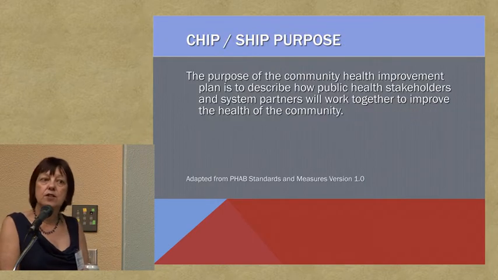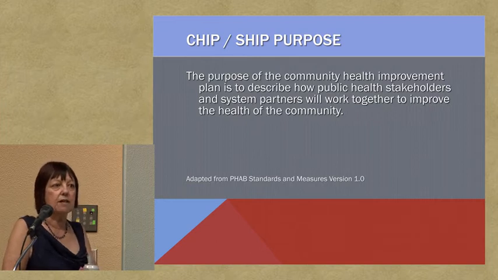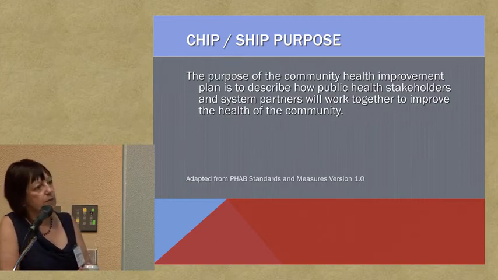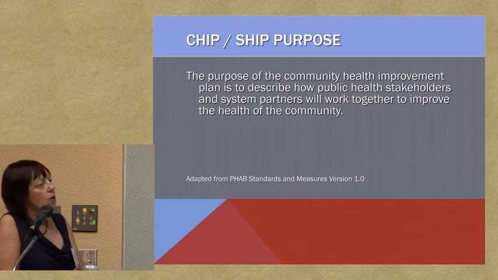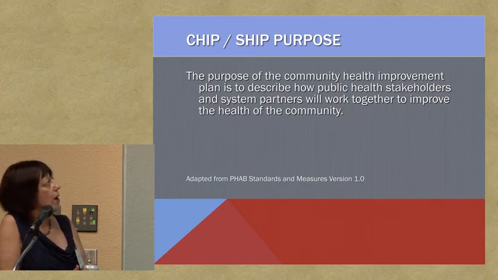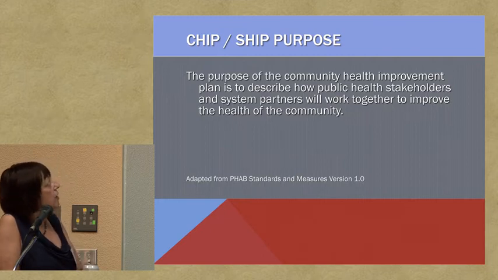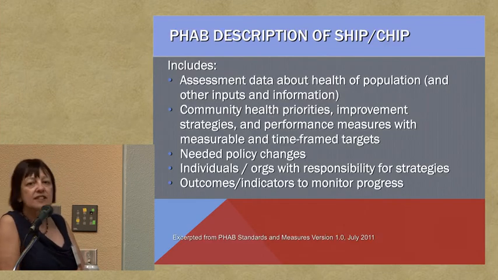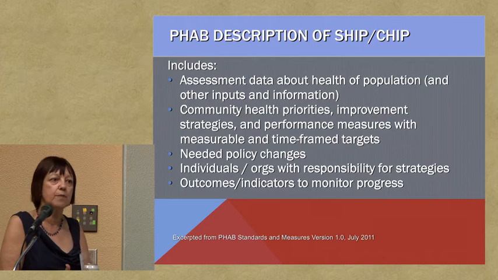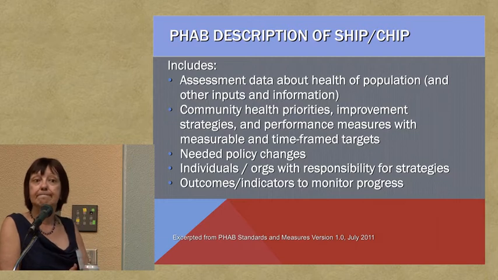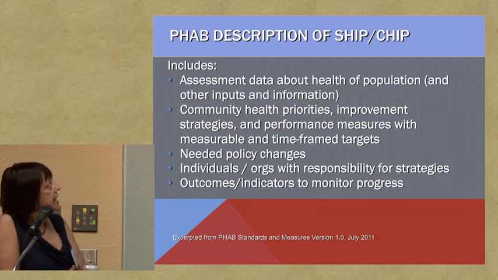So once you've assessed your community and you see what the health issues are out there, you need to do something about it, and that is your community health improvement plan, or state health improvement plan. The purpose of this is to describe how you are going to work with your public health system partners and improve the health of the community, because that's our goal. We're action-oriented. So your CHIP should include assessment data about the health of the population, because you want to base your improvement plan on the assessment. It's not just guessing what's a problem in the community. It's actually looking at data.